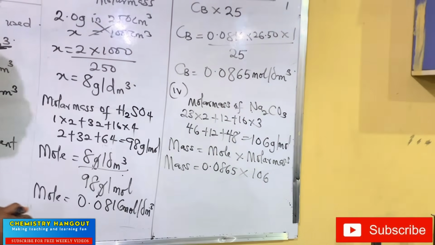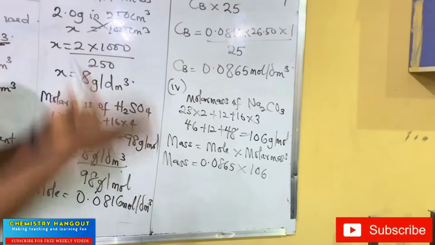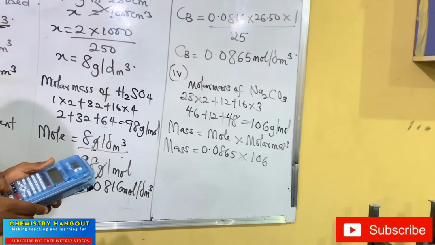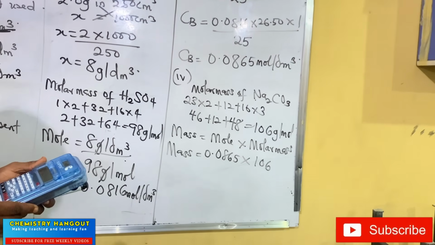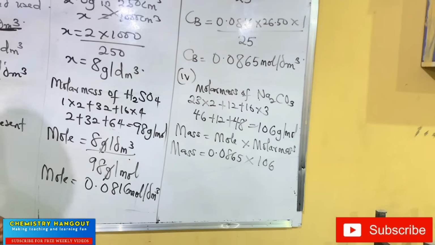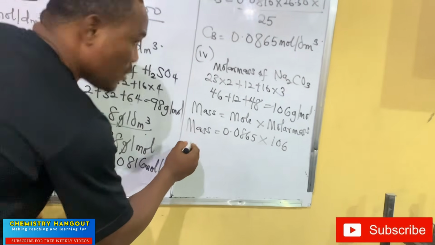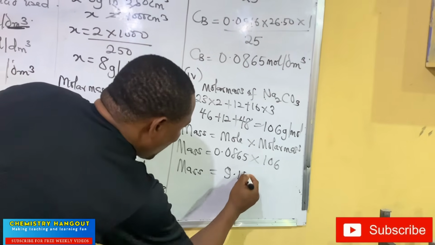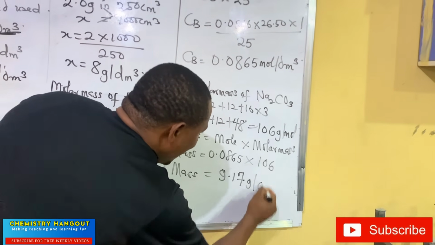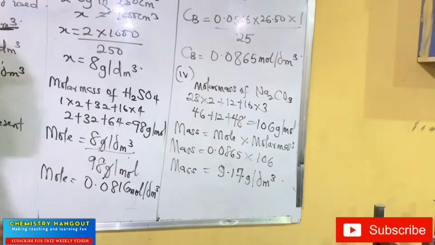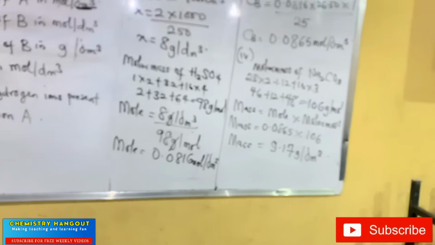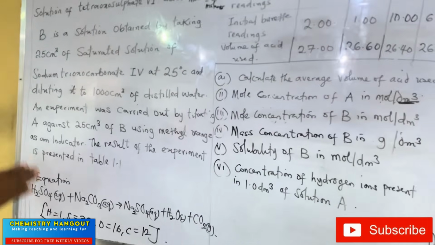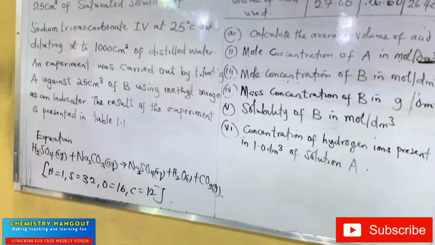106. You can see for all the values that I'm using, I'm getting them because they are marked for it. So 0.0865 times 106, and that's giving us 9.17224, to 3 significant figures. So we have mass to be 9.17 gram per dm cube. I want to believe this is very clear. Did you see the way we are solving these things now? I want to believe this is very, very clear now.